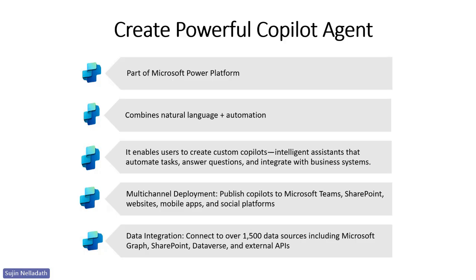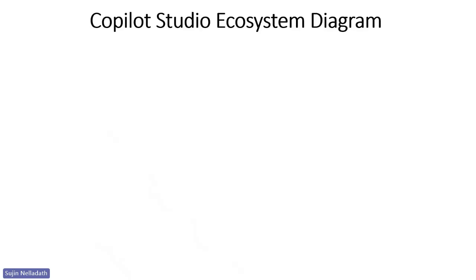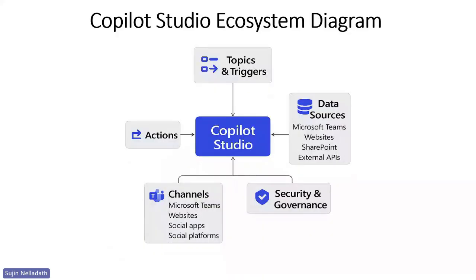And you can do the data integration. You can connect it to different data sources, right? It can be anything. It can be Graph or SharePoint, or APIs, or any public website or anything. And the agent will be powerful enough to get the data from that data source, and will generate the answers for you. So if you are new to Copilot Studio, you must understand the ecosystem of Copilot Studio.